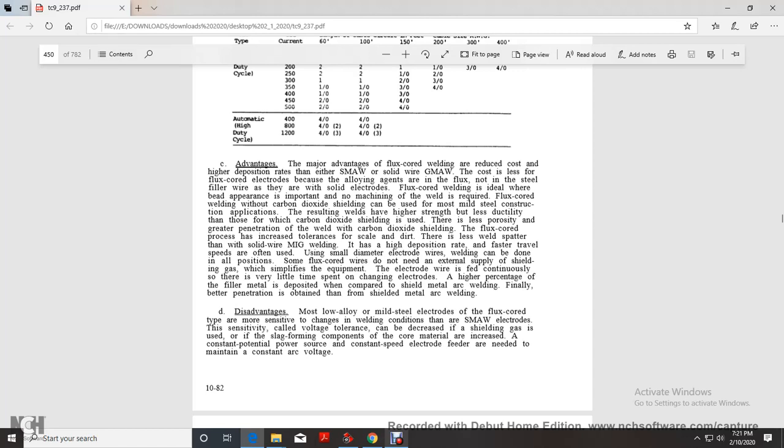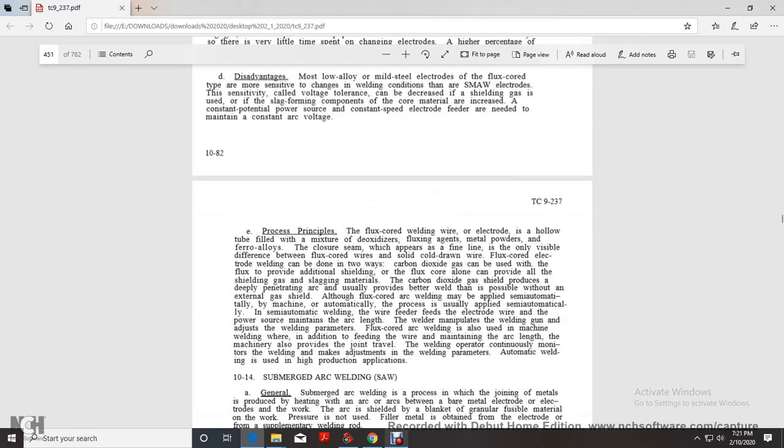Disadvantages. Most low alloy flux core electrodes are more sensitive to changes in the welding conditions than shielded metal arc welding. They are sensitive to the voltage, and tolerance can be decreased with the shielding gas. Slag forming components in the core material are used, or constant potential power is increased, so a constant speed electrode feeder is needed to maintain constant arc voltage.